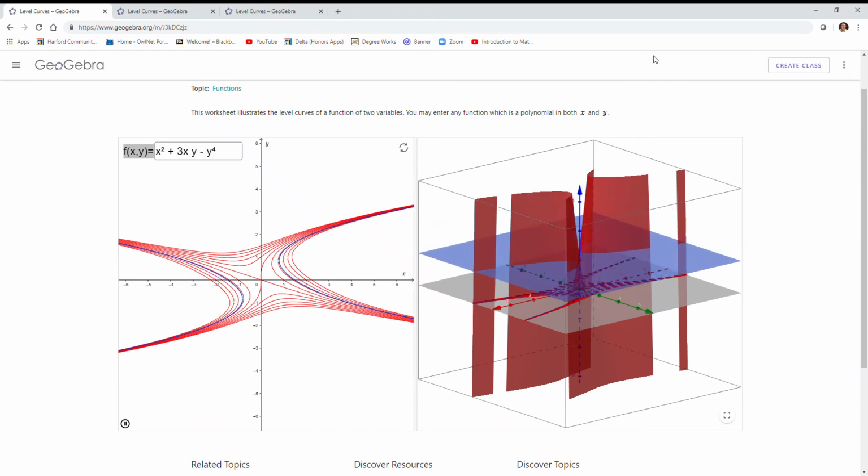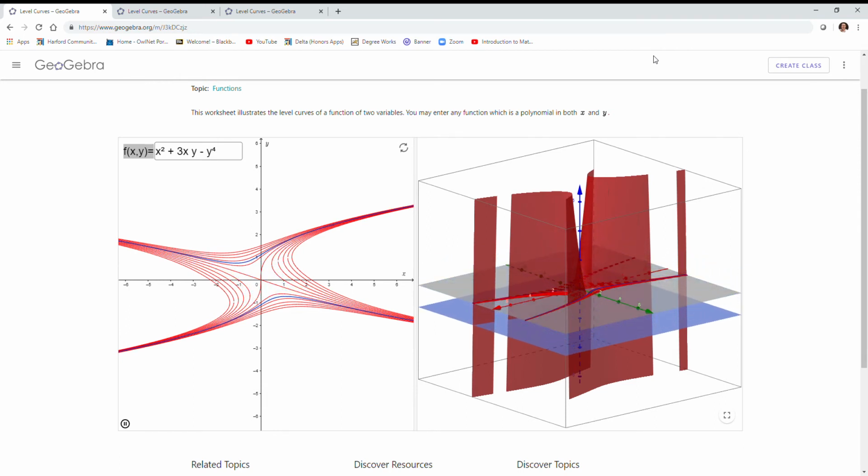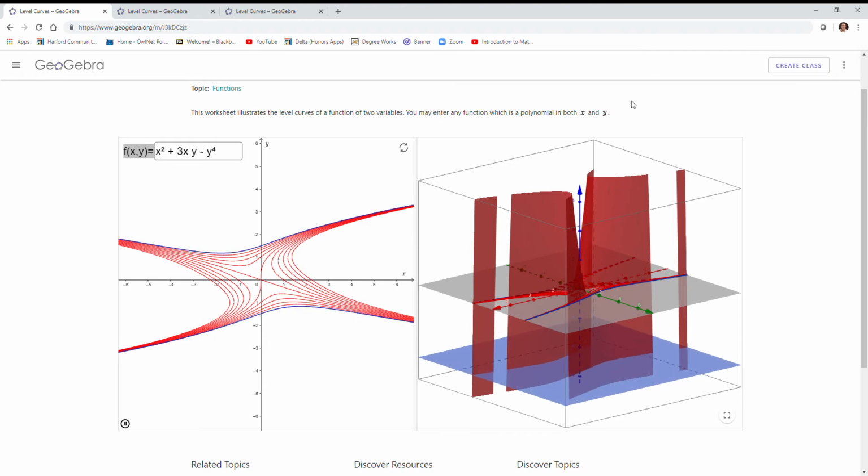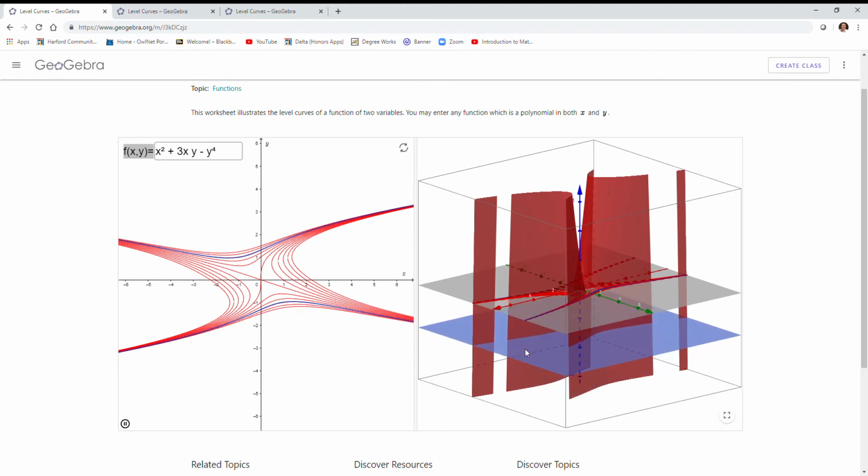Last video in this section, I just want to illustrate using this GeoGebra app how the level curves are going to relate to the 3D graph of a function in two variables. On the right-hand side, we have a function, and then on the left-hand side of the page, we're going to have the level curves.